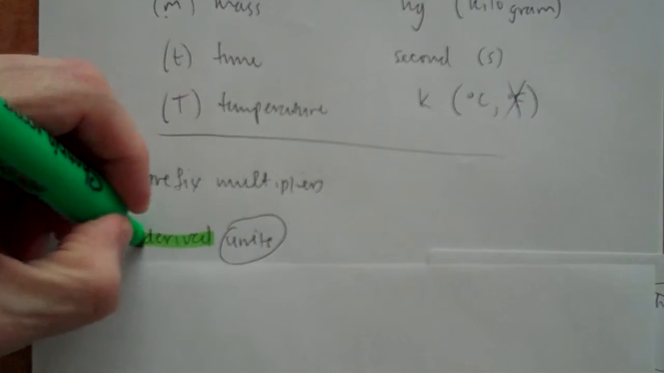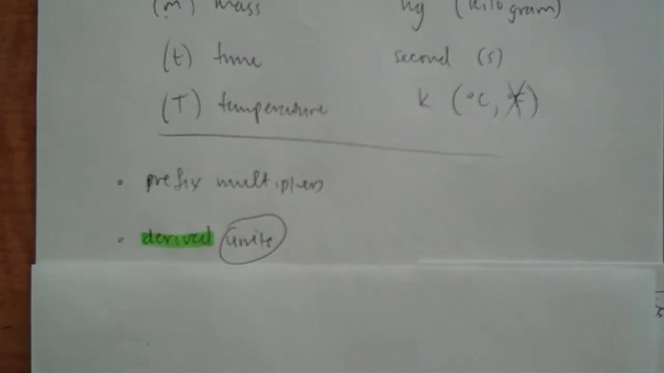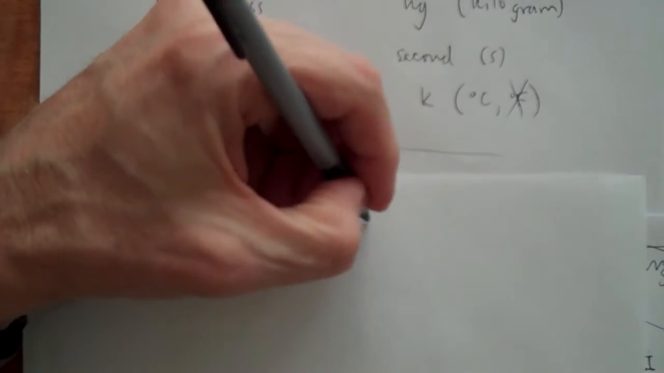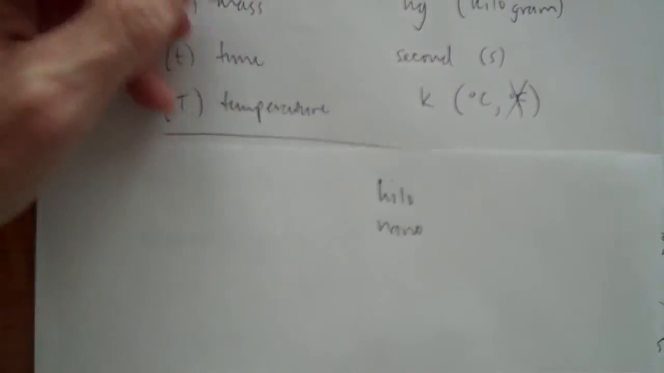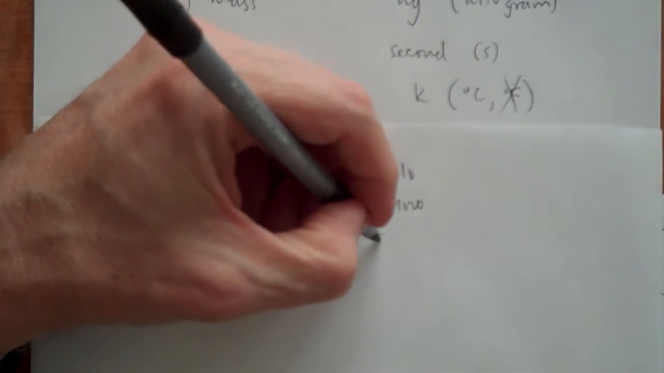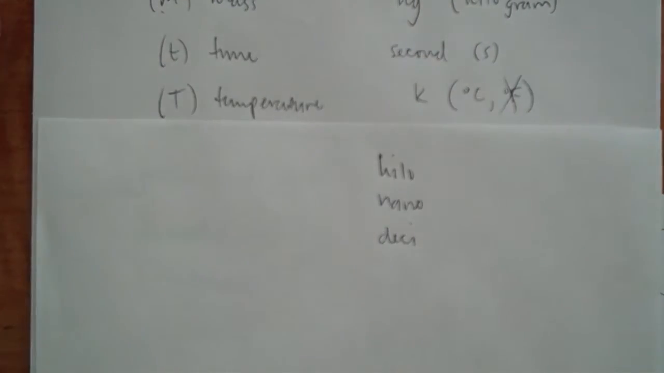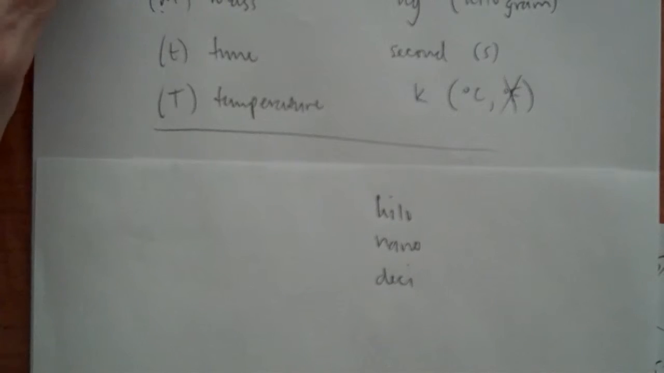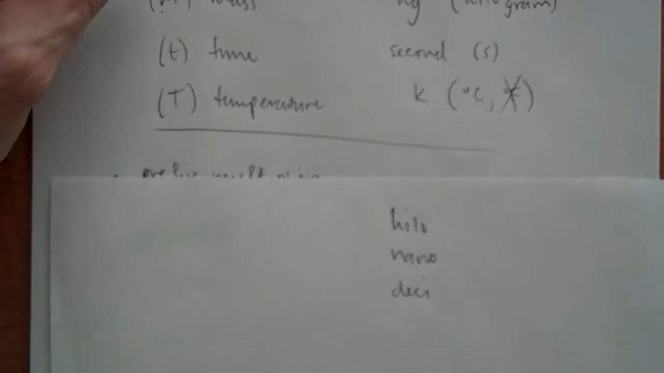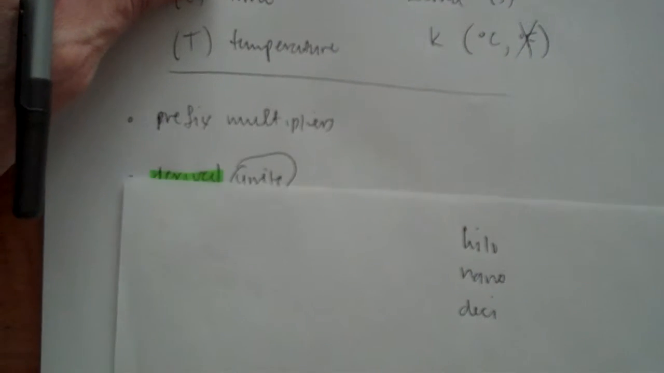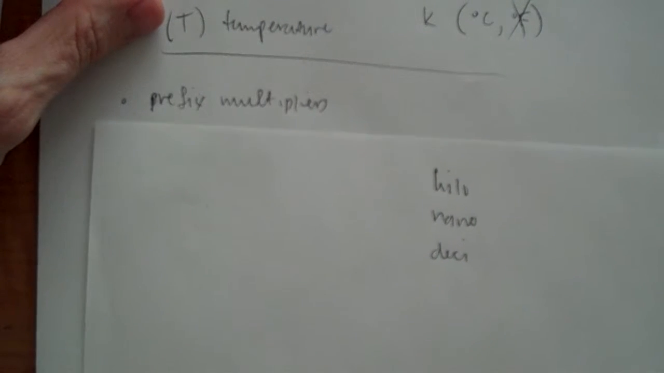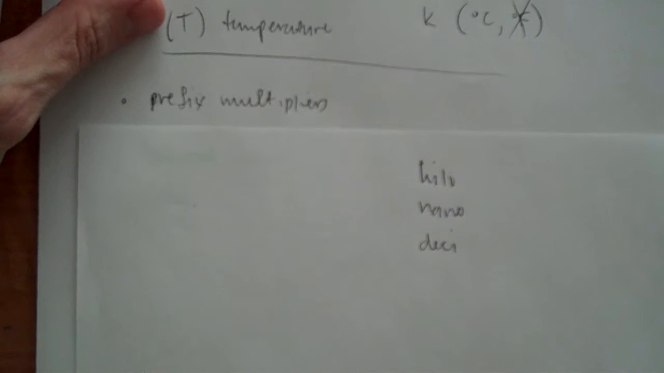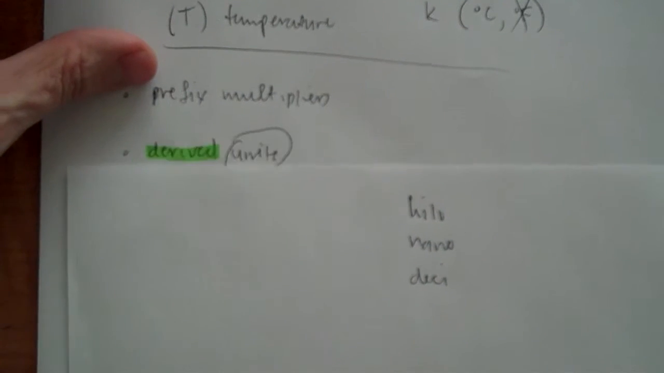I forgot to say something about the prefix multipliers. The prefix multipliers are things like kilogram, nanogram, decimeter. And so we have a list of those. I'll write those out in a second, I think. There's a table in any book that you could be using of those prefix multipliers. But I'm going to give an example of that in just a second.